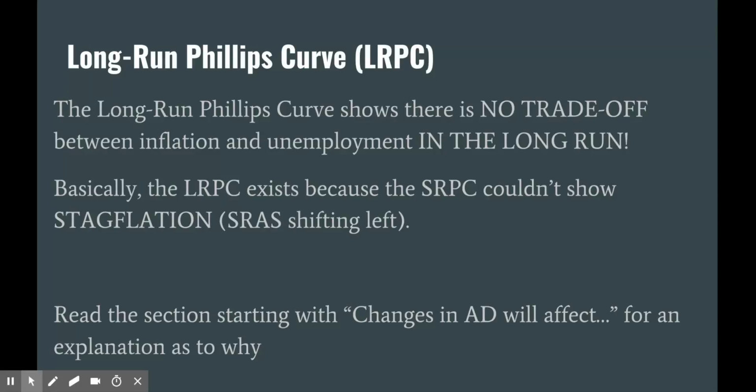So eventually, either AD or SRAS will shift to bring us back to long run equilibrium with SRAS and AD, and also back into long run equilibrium with the long run Phillips curve. So there's a little explanation you can read on your notes handout there where it starts with changes in AD will affect. Take a minute and read that.